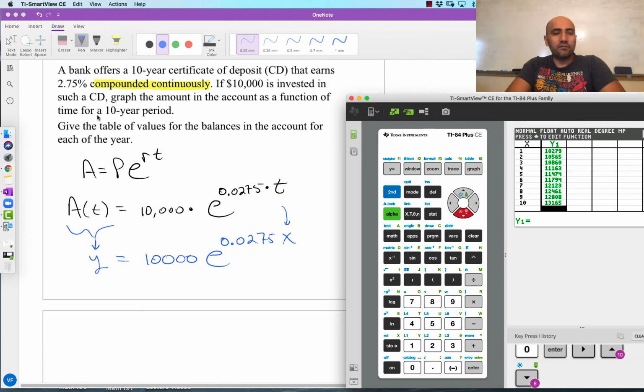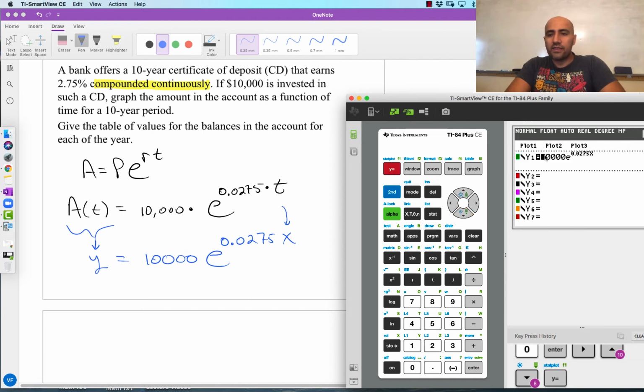Graph the amounts of the function over the 10-year period. Okay, so now let's write down the graph of this. We're going to go over to y equals, and make sure that that's the only equation on there. Also, make sure that plot 1, plot 2, and plot 3 up here are not active.